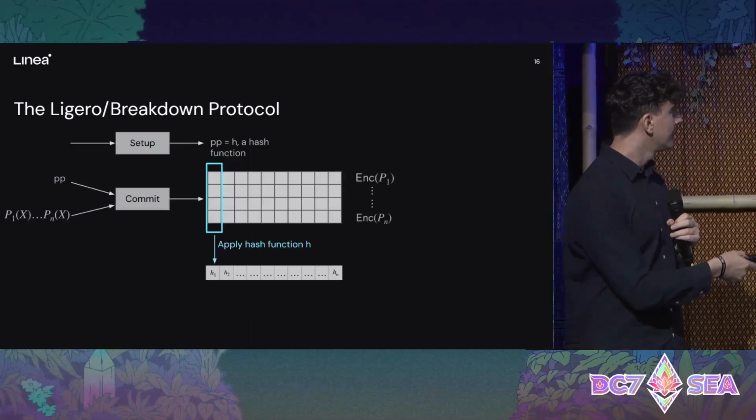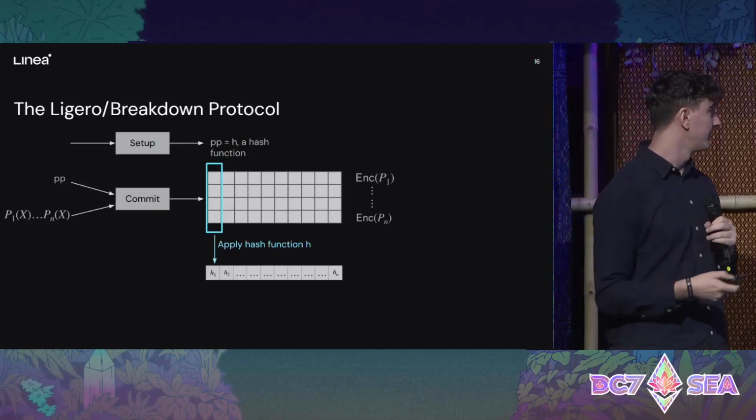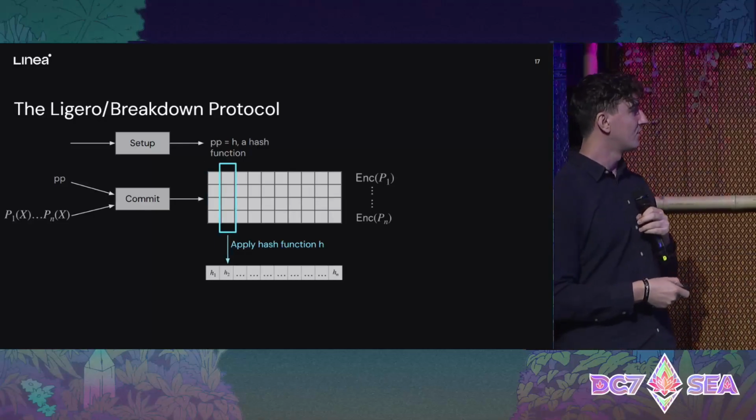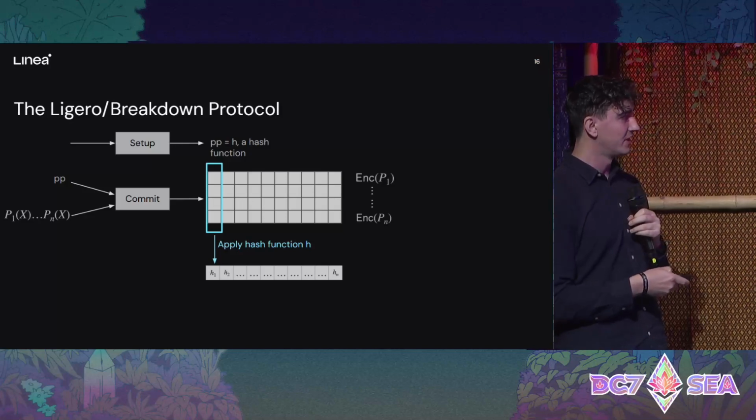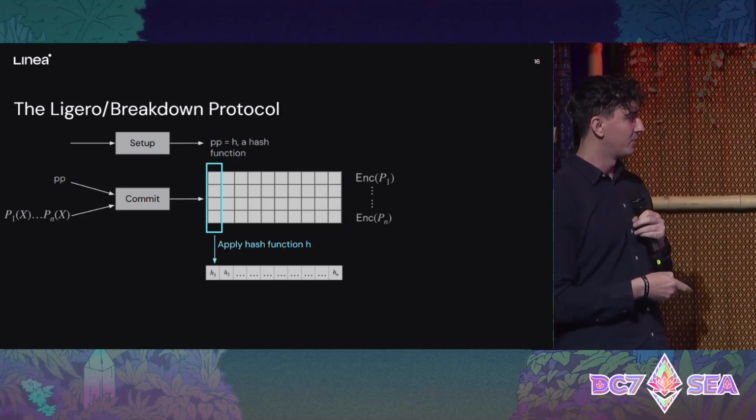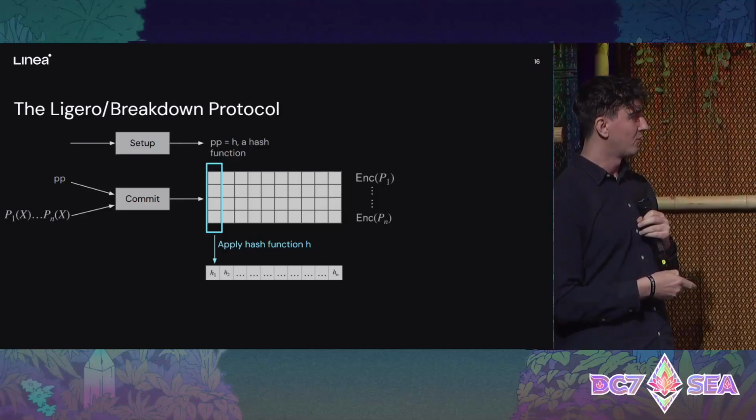And then in order to commit to n polynomials, what you're going to do is first compute the Reed-Solomon encodings of the n polynomials. Each row now corresponds to an encoding. You're going to construct this matrix, and you're going to apply a hash function on each column in order to get h1.